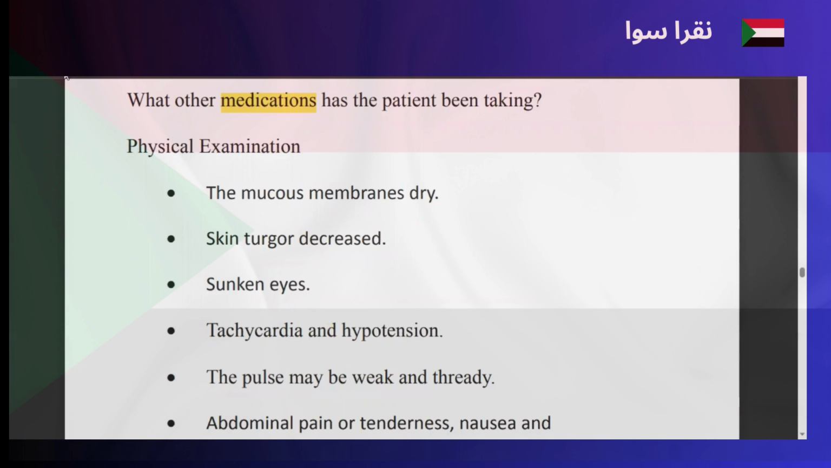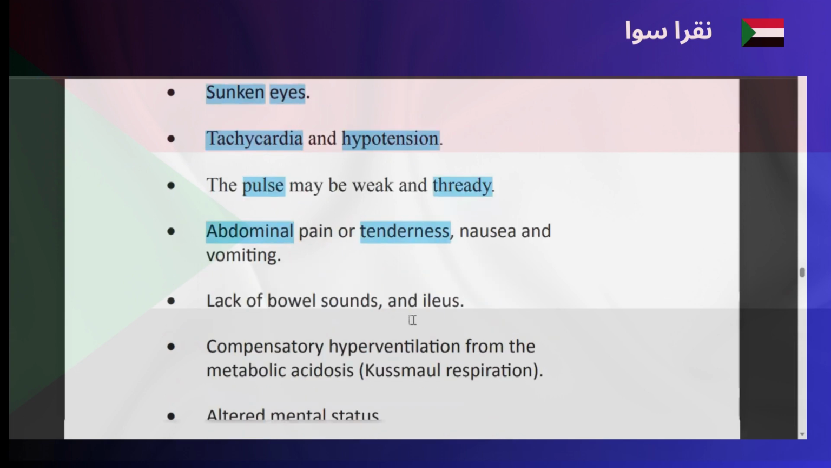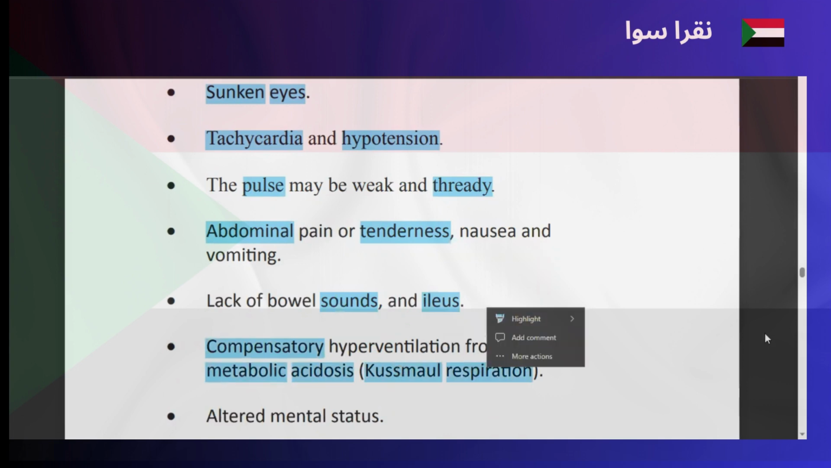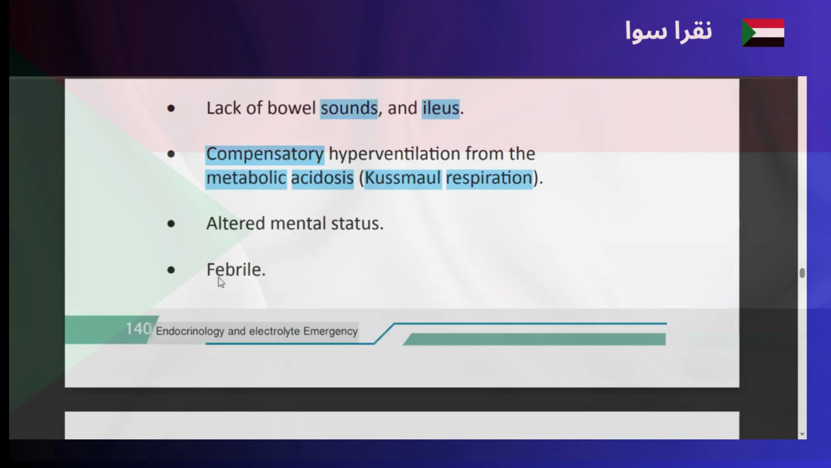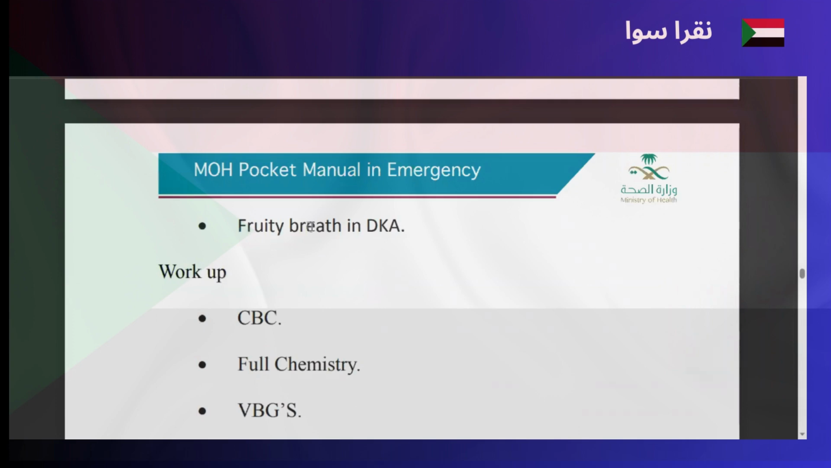The physical examination: mucous membrane dry, skin temperature decreased, sunken eyes, tachycardia and hypotension, the pulse may be weak and thready, abdominal pain or tenderness, nausea and vomiting, lack of bowel sounds and ileus, compensatory hyperventilation from the metabolic acidosis, Kussmaul respiration, altered mental status, febrile. Root debris and DKA.